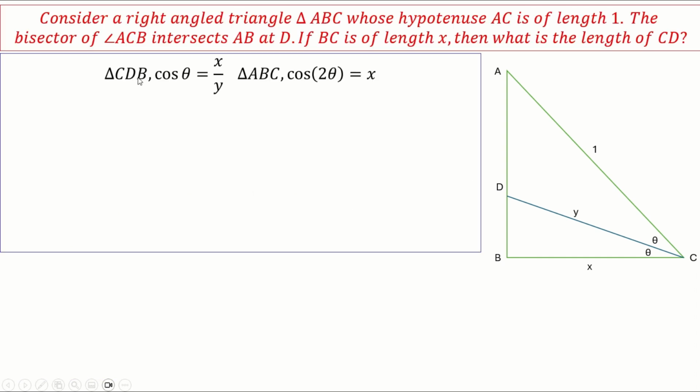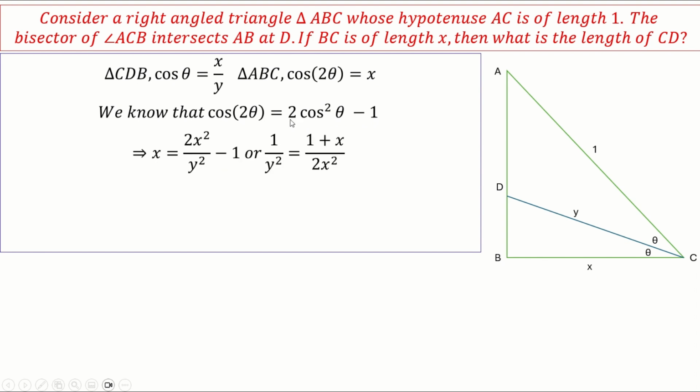Now you know that in triangle CDB, cos theta is x by y, correct? In triangle ABC, cos 2 theta equal to x by 1, which is x. Now you have these two, and you know the relation between cos theta and cos 2 theta. Cos 2 theta is nothing but 2 cos square theta minus 1. So you substitute the values: x equal to 2x square by y square minus 1, or 1 by y square equal to 1 plus x by 2x square, or y equal to square root of 2x square by 1 plus x.